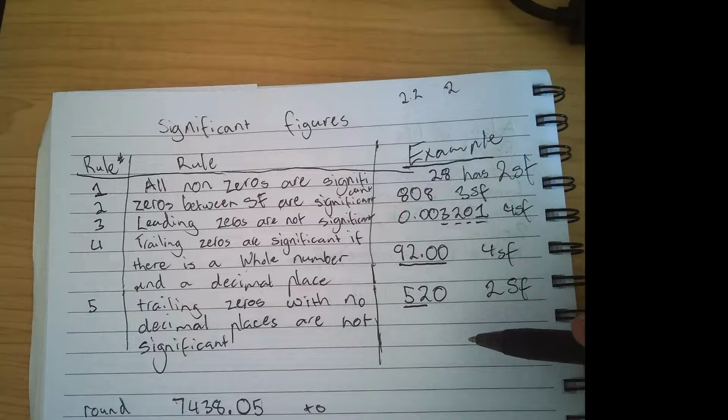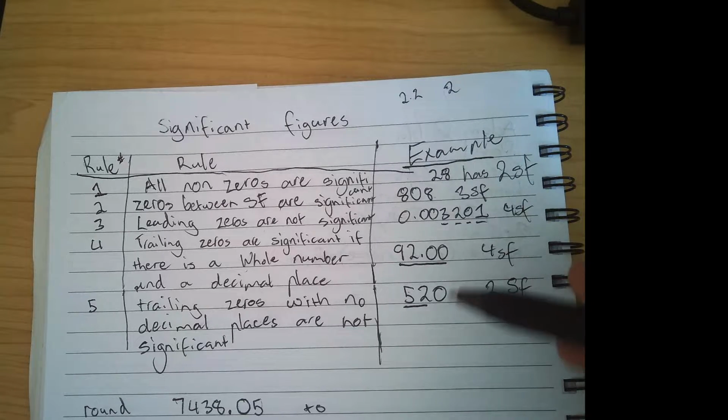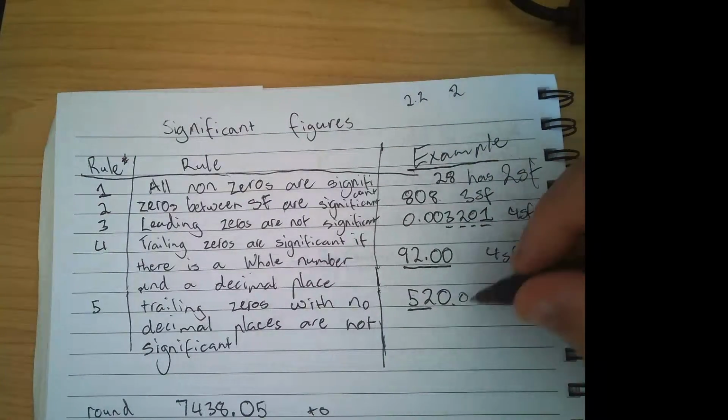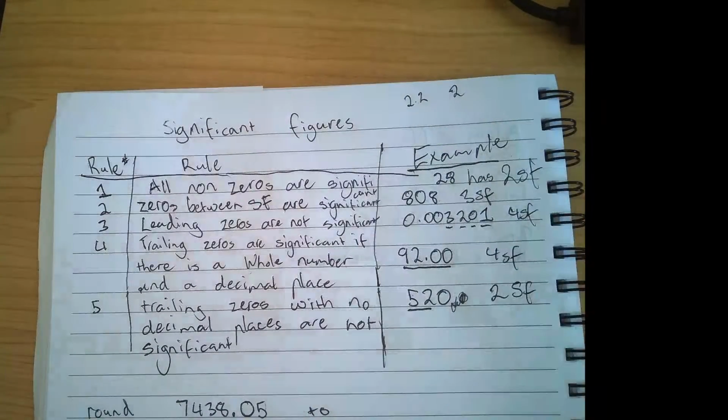Next, trailing zeros with no decimal place are not significant. So 520, that 0 is not important because there's no decimal place. So there's 2 significant figures right now. If I put 0.0 in, there's 4. But because there's no decimal point, that 0 is not important.